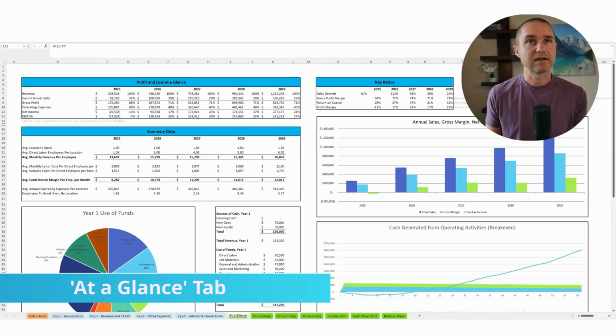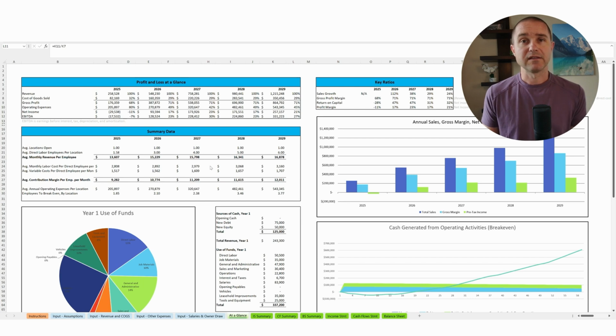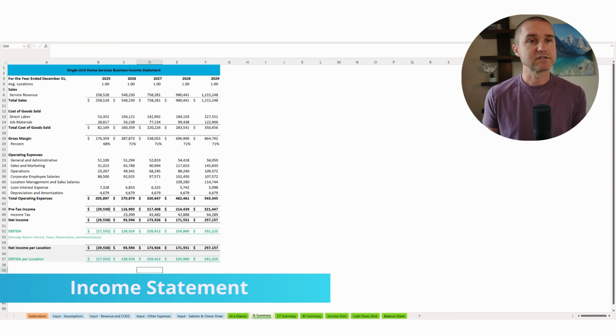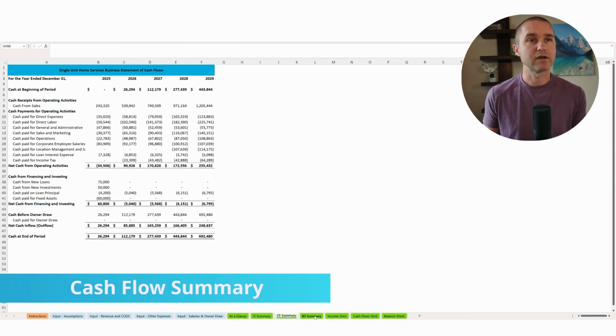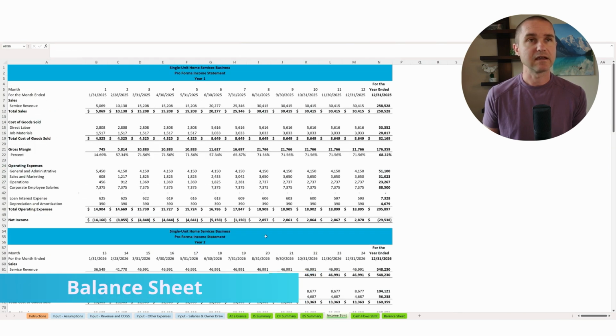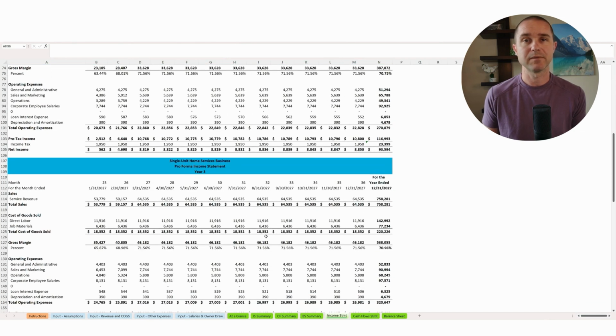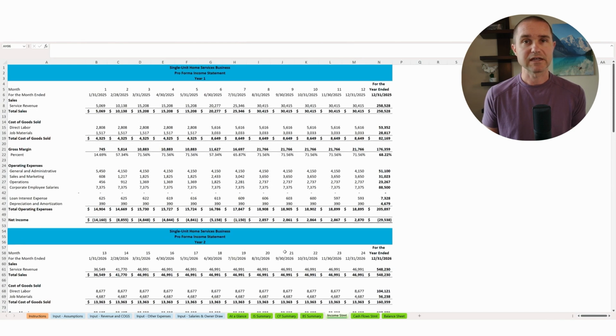All right, so I am on the At a Glance tab here, and this is the end of the process. After we've got everything filled out, you're going to have some nice charts, graphs, and tables. You can pull this into a business plan or a pitch deck for investors. You are going to have a 5-year income statement summary, a 5-year cash flow summary, a 5-year balance sheet summary, and then the income statement, cash flow, and balance sheet all broken down by month for each of the 5 years. The SBA is going to require the first 2 years to be broken down monthly, and we'll have that for you here, but we also have the whole 5 years broken down monthly in case you want that detail.